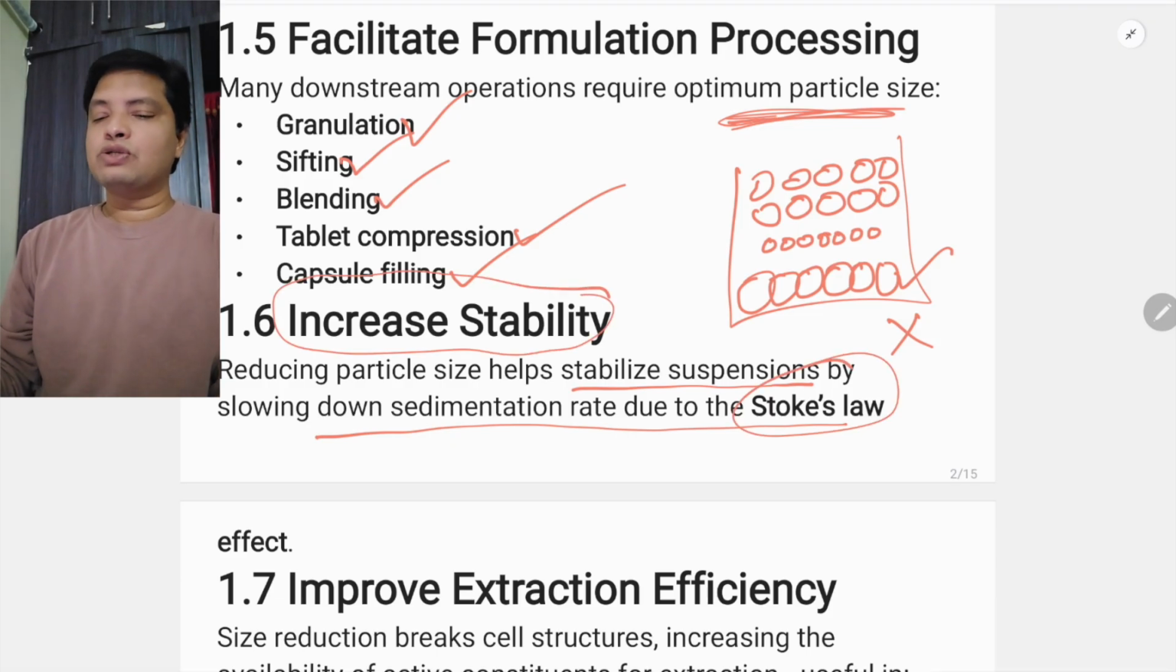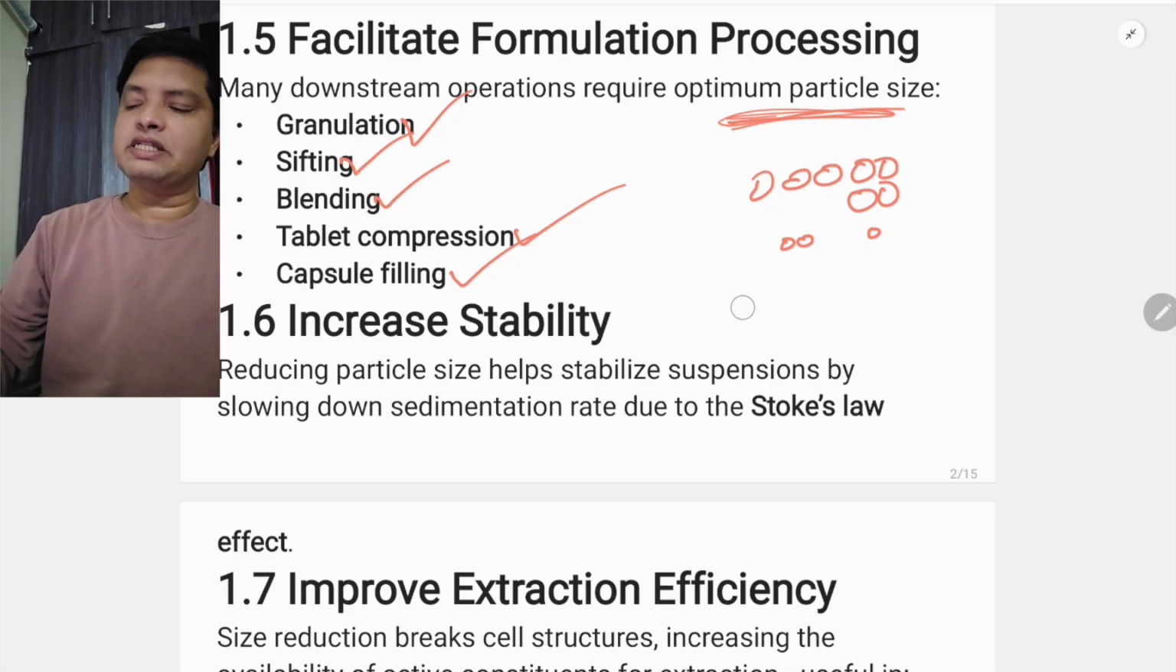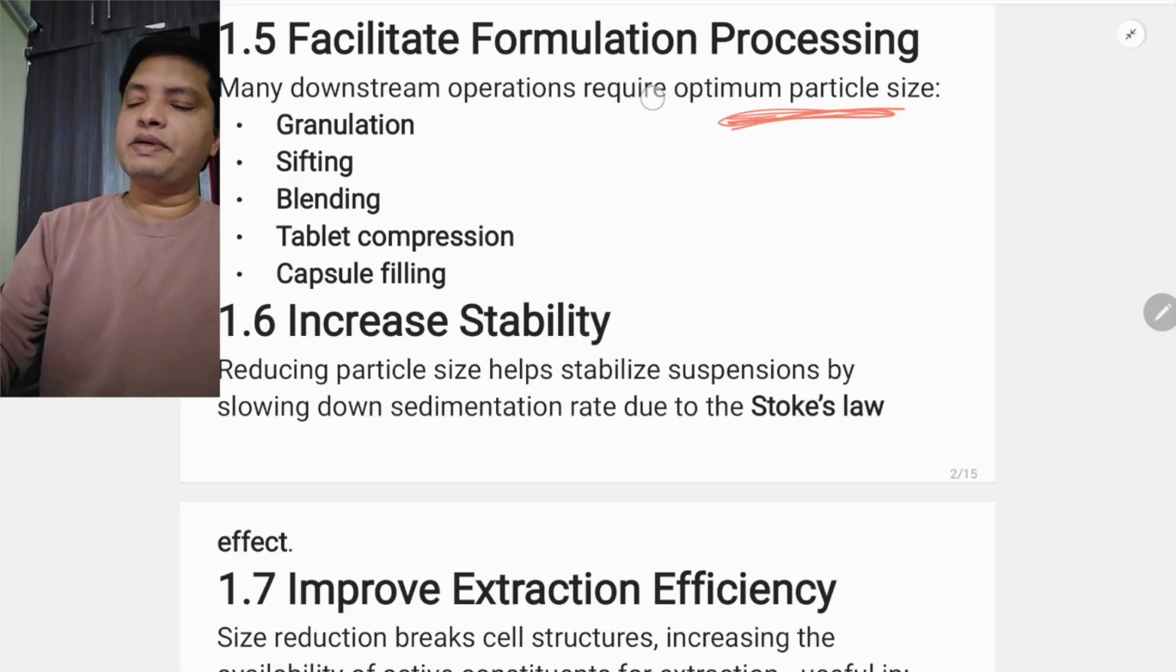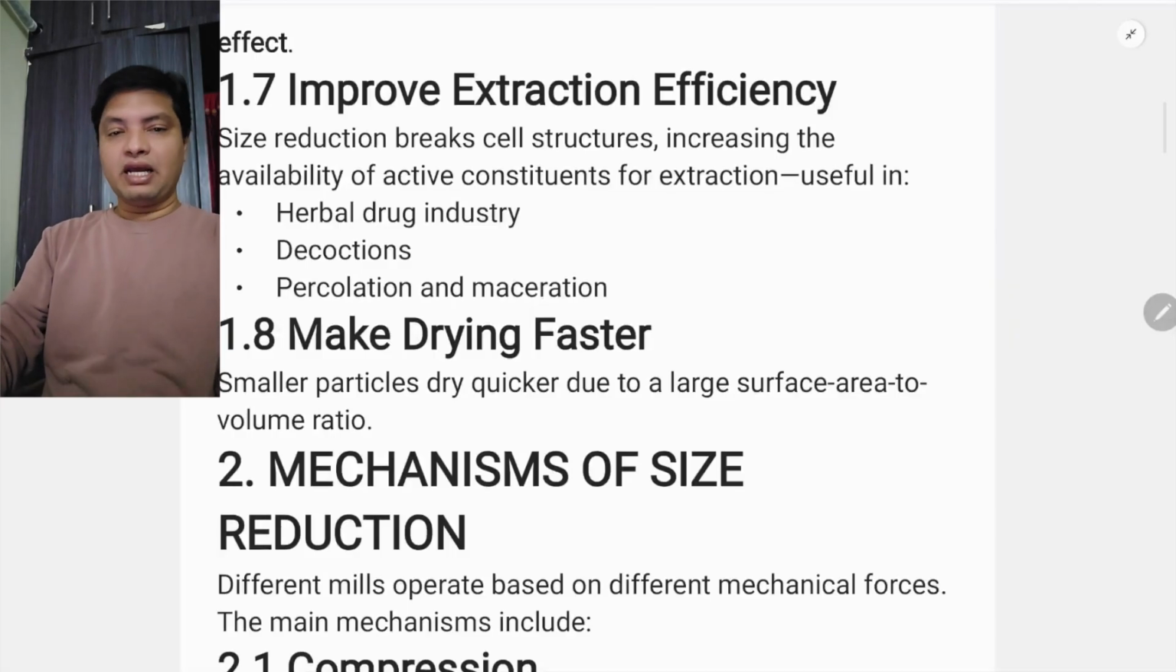To increase stability, according to Stokes' law, if the particle size is reduced, gravity influence will be less and the rate of settling will also be less. That's what it is. So it increases the stability. Stability here means in the sense of suspension. Next, improve extraction efficacy. I just told you.